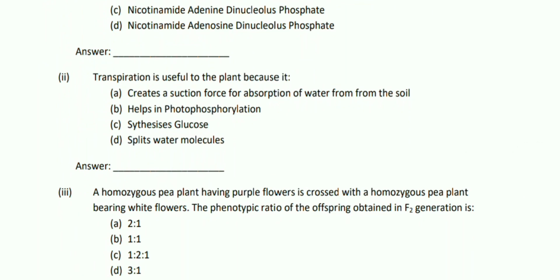Next, transpiration is useful to the plant because A, creates a suction force for absorption of water from the soil. Obviously, because of loss of water vapor during transpiration, that creates a vacuum, and the vacuum creates a suction, and as a result water is absorbed by the roots. So option A is correct. B, no, it does not help in photophosphorylation. C, no, it does not have any role in glucose synthesis. No, splitting water molecules. So obviously for question 2 the right option is A.